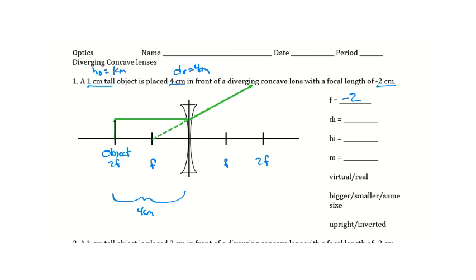Rule number 2, a ray drawn through the focal point is refracted parallel. So this time for rule number 2, because it's diverging, we're actually going to use the focal point on the right hand side for our first rule. And so we're going to line our ruler up with the top of the object and the focal point on the right hand side. And we're just going to leave that like that.